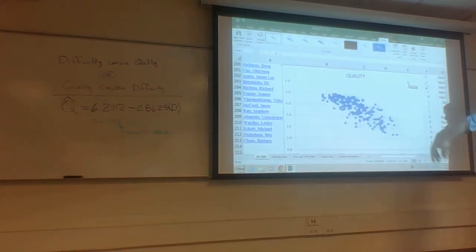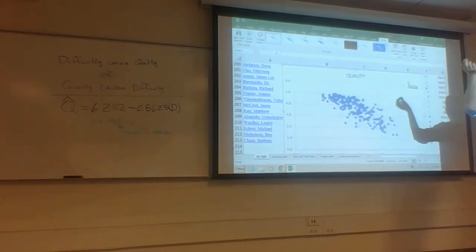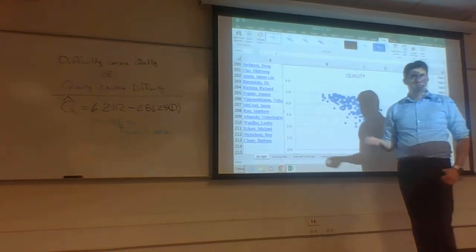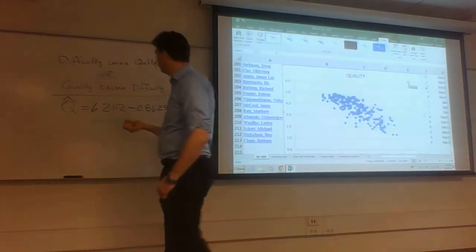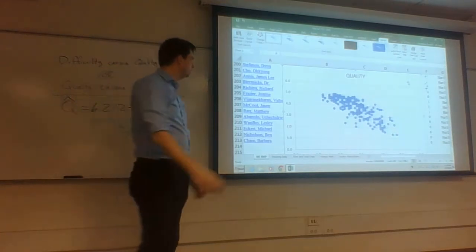But this is the scatter plot, right? We can see that negative relationship. Each one of those points represents a professor. In fact, as a side note, it might represent more than one professor, because some professors might have the same combination of quality and difficulty ratings. So it's overlapping them.